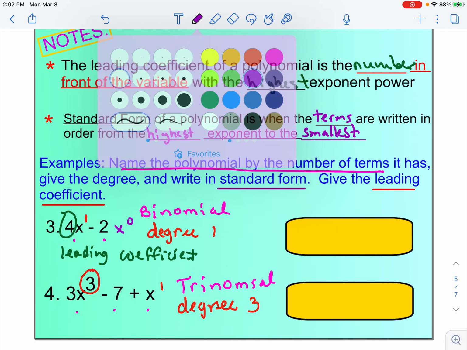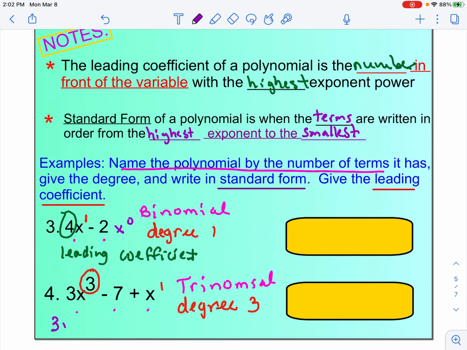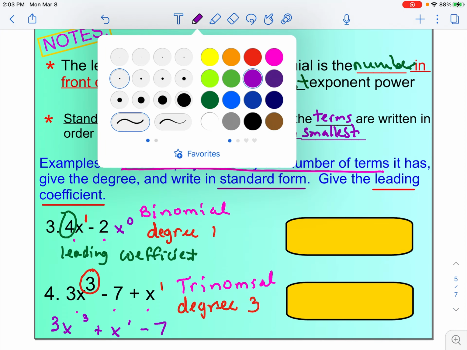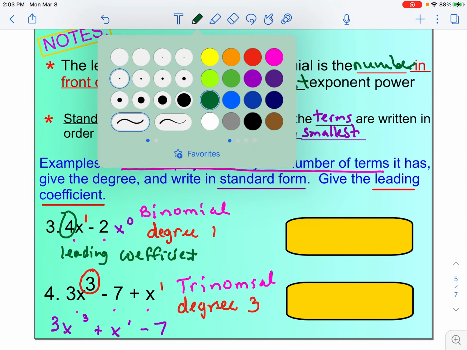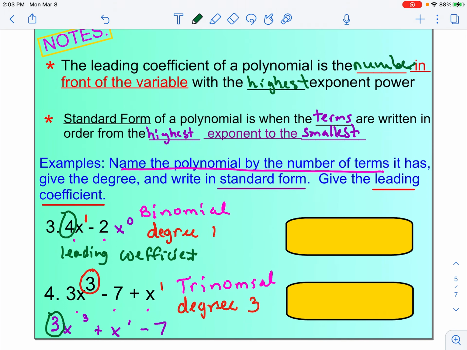Finally, the next thing we need to do is write it in standard form. In standard form, the highest exponent power is first, which we already have, but then we need to put the x to the first power next. We don't need that 1, it's just there for clarity. And then finally, we have the minus 7. Remember, whatever sign, addition or subtraction, goes with the number that it follows. So now we have it in standard form, and it's easy to see that our leading coefficient here is 3.